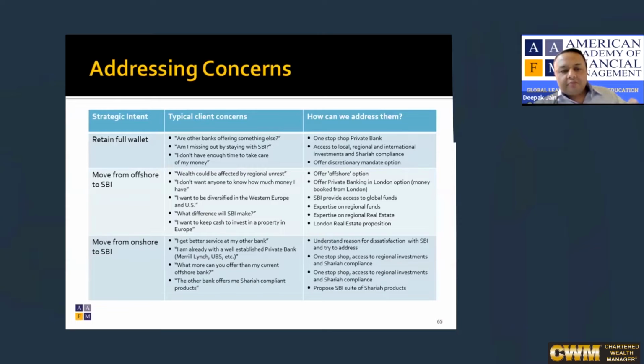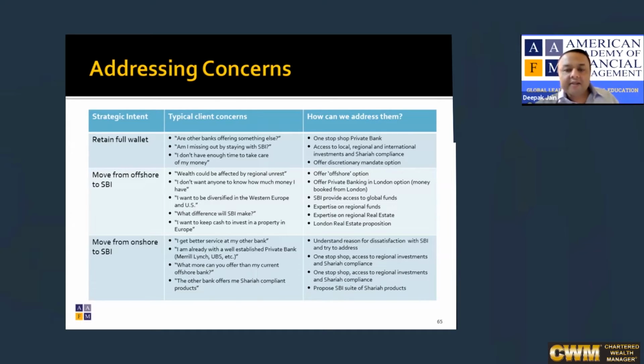So suppose the strategic intent is to retain full wallet. What would be the client's concerns? Are other banks offering something else which you are not offering? Are other wealth management organizations offering something which you are not offering? Am I missing something by staying with you? Or I don't have enough time to take care of my money, so I should diversify.